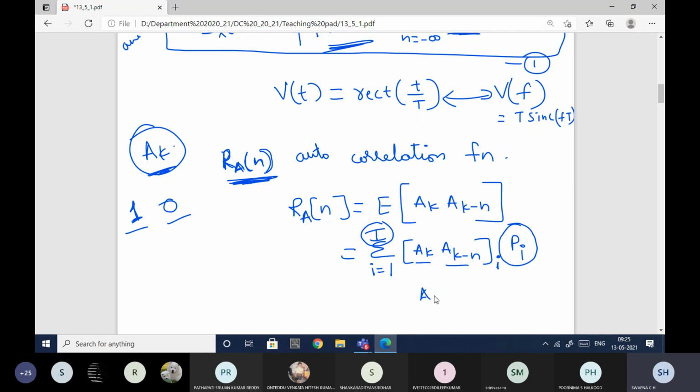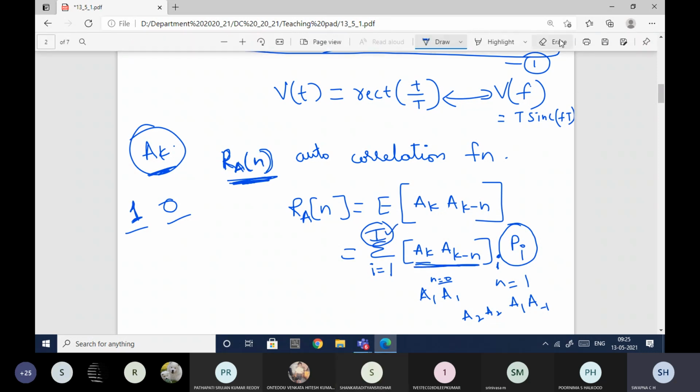So I may have A1 if n is equal to 0, or I may have A2 when n is equal to 0, or if n is equal to 1, I may have A1, minus 1, something like this. So this capital I indicates, for each iteration, how many product terms I'm getting. That will be your I value.